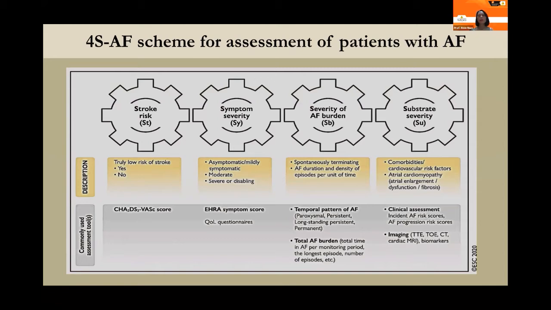For the patient with atrial fibrillation, how to assess the patient is shown here. You should remember the 4S. The first S is the stroke risk, and how to calculate the stroke risk is by using the CHA2DS2-VASc score. This area will be talked about by Dr. Teles VA. The second is the symptom severity, and to assess the symptom severity we can use, for example, the EHRA symptom scoring system.